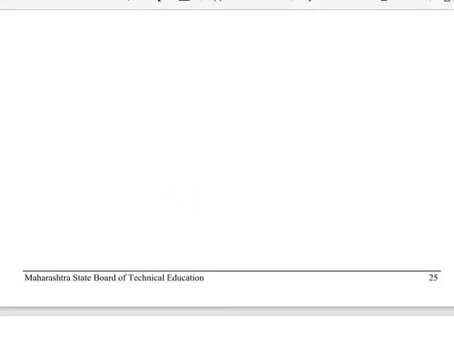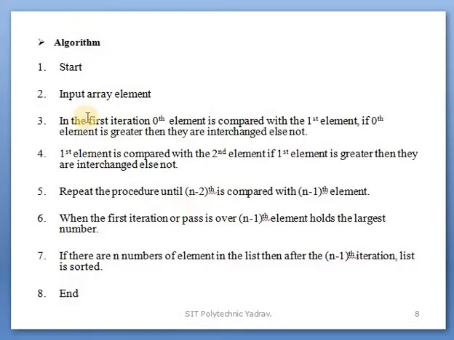Okay. Algorithm. How to write the algorithm? First of all, you already know the steps of an algorithm. First step start, second input the elements, after that calculation, after that display, after that end. These are the five steps. Through these steps you write that algorithm in your own words.